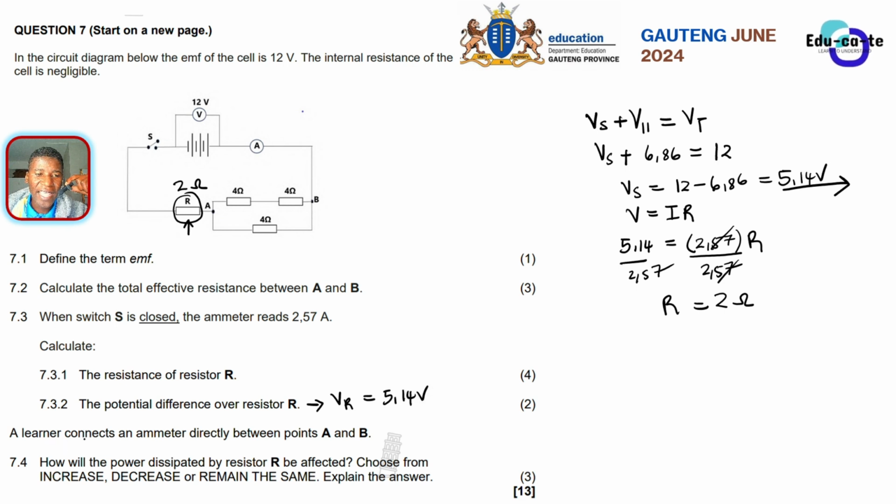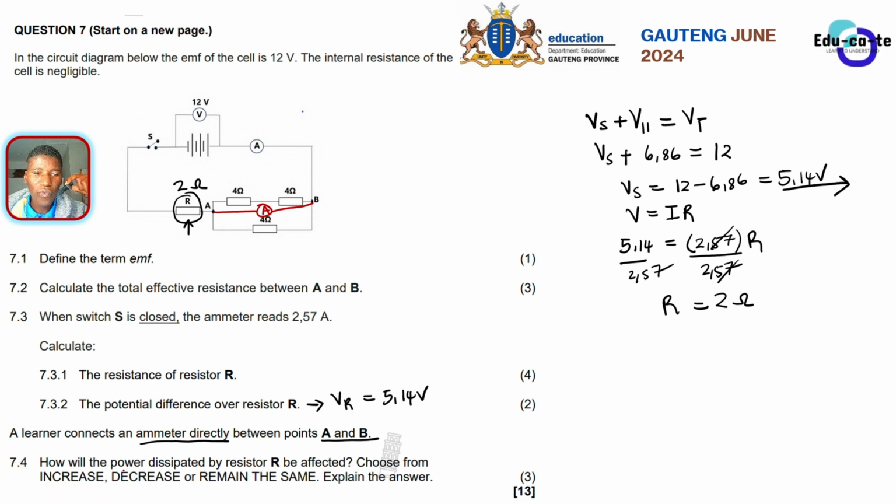Then they say a learner connects an emitter directly between the points A and B. So we are going to put an emitter here between point A and B. Our wire can be kind of slanted, but we are putting an emitter between point A and point B.